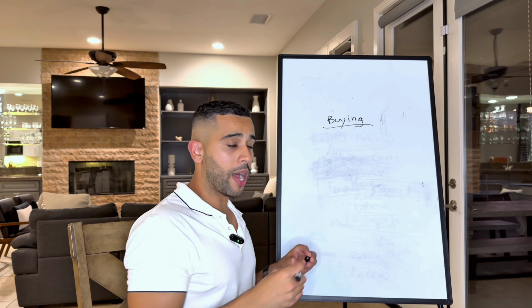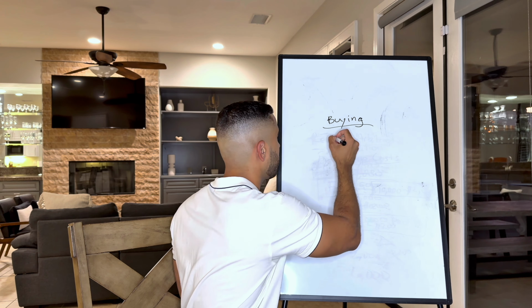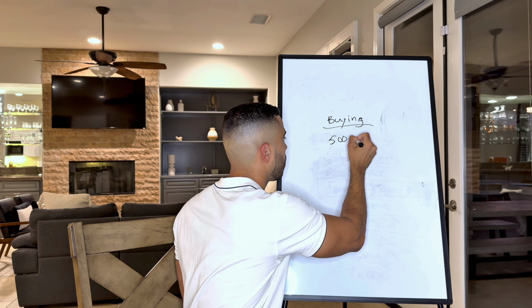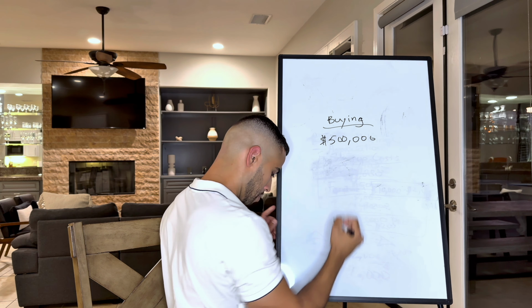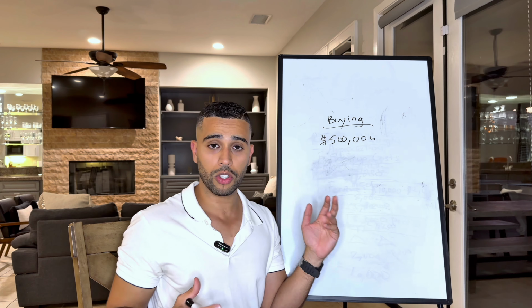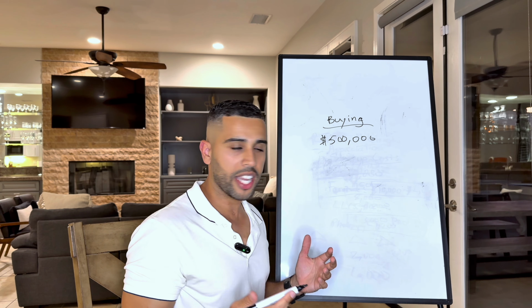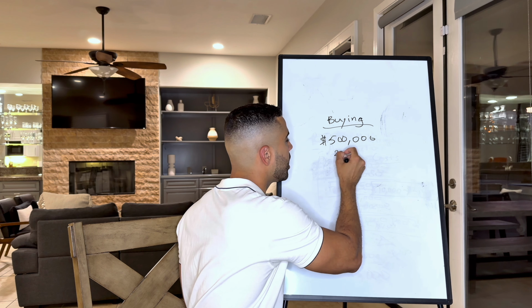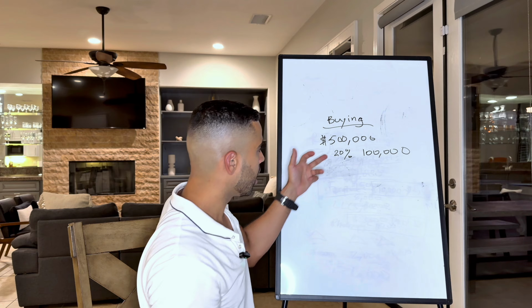Typically, let's say you're buying a $500,000 property. If your property is $500,000, usually if you're going to the bank, you're going to have to put around 20% down, which is $100,000 in this case. Okay?